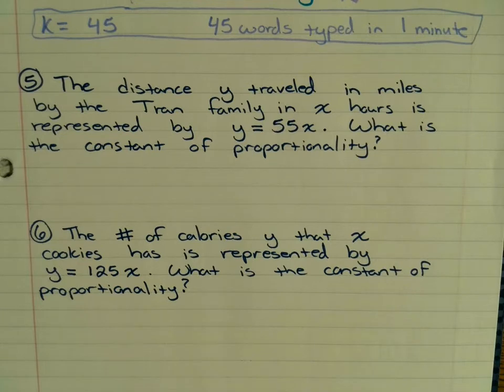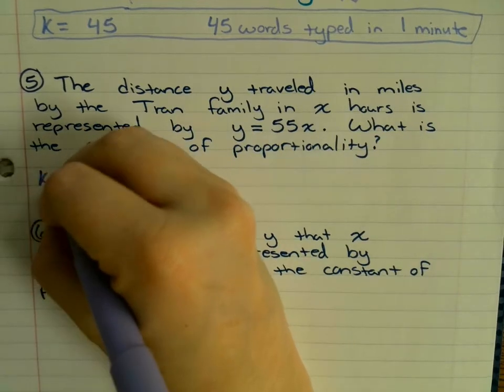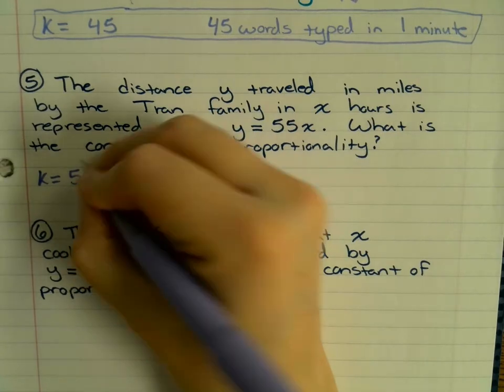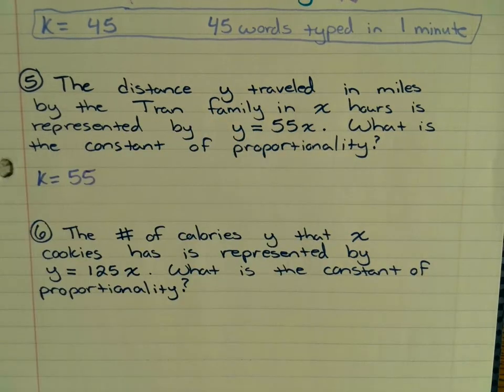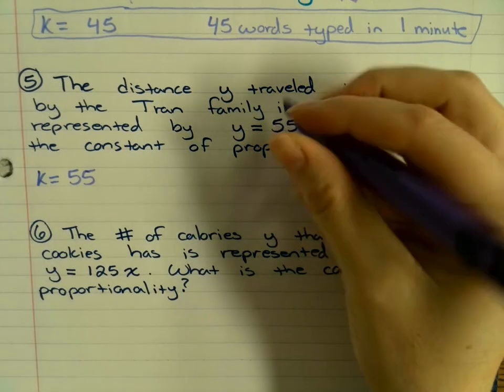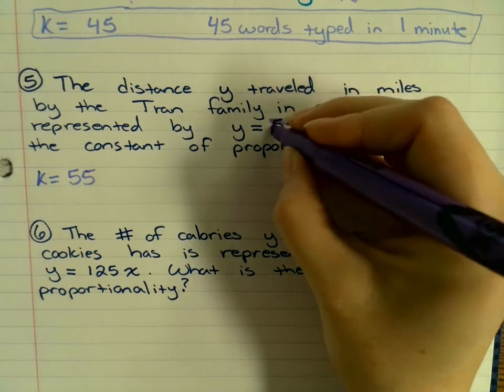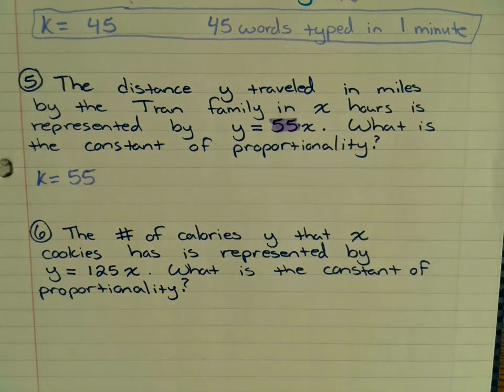All right, who can tell me what is the k value for problem number 5? What is that going to be? Mia, what is the k value? 55. Good. So our k value is going to be equal to 55. Okay, that's the easy part. Now relating it in the correct context. What is that going to be?